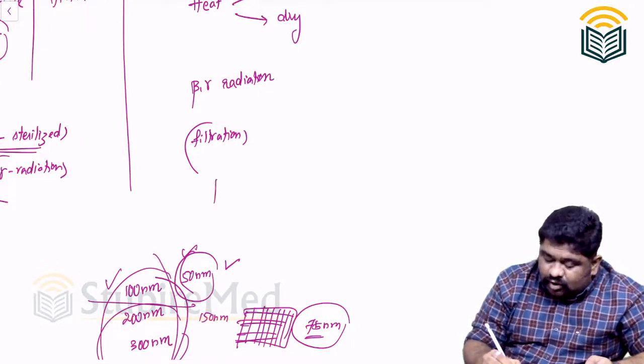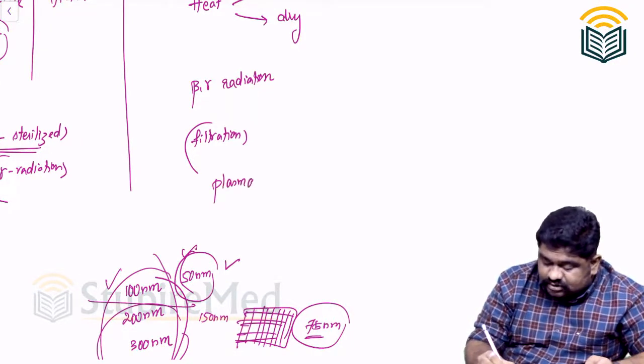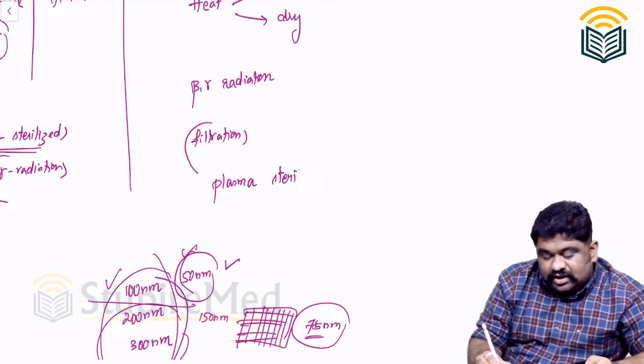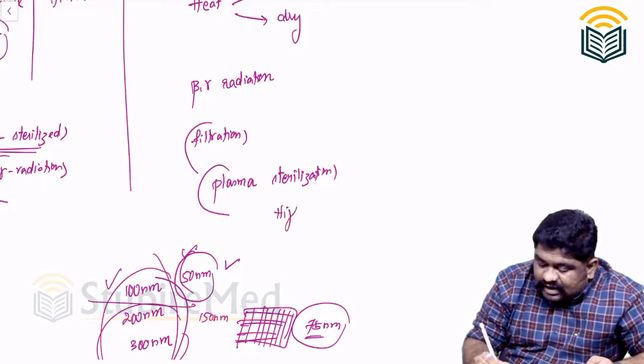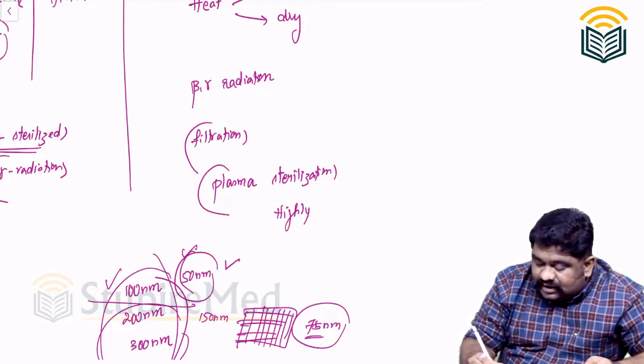Ultimately, you can have something called plasma sterilization. What is plasma sterilization? Using the fourth state of matter called plasma. What is plasma? A highly ionized state of any substance, matter. Highly ionized state of matter.